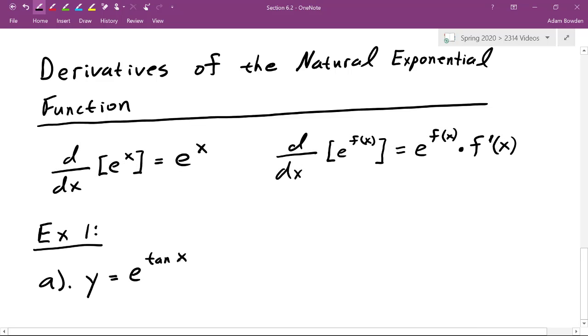So here we're going to take the derivative of y equals e to the tan x. So we're trying to find y prime. Up above, this is e raised to the tan x. When we take the derivative, we'll keep e raised to the tan x. That part doesn't change. But we still have to multiply by the derivative of what's on top. And so the derivative of the tangent is secant squared x.